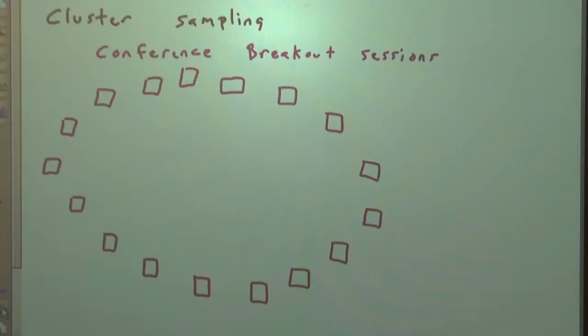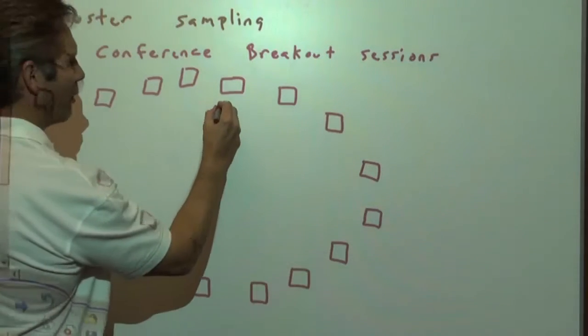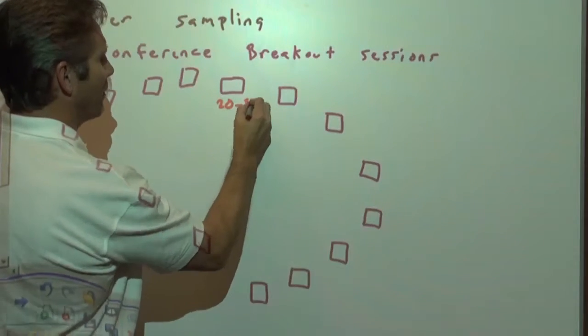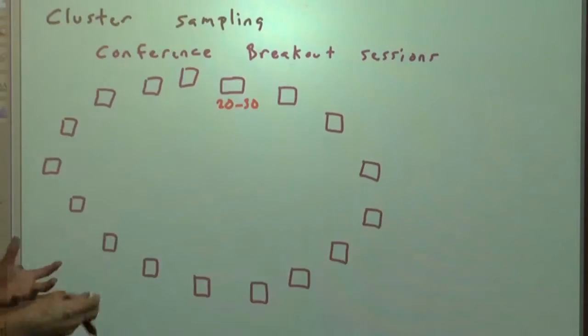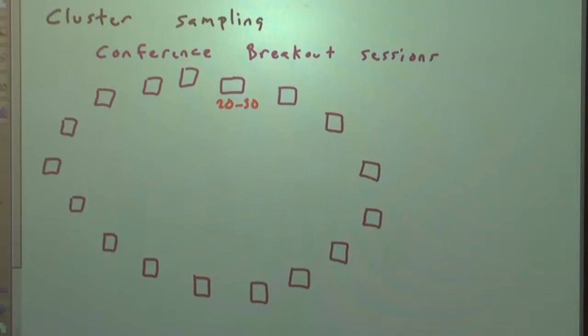Okay, then there's cluster sampling. Suppose we're at a conference and at lunch they have breakout sessions. So they're putting anywhere from like 20 to 30 people together in a room, they're eating their lunches, and they're talking about the business of the day. Well, let's suppose we want to take a sample of maybe 100 people at this conference.